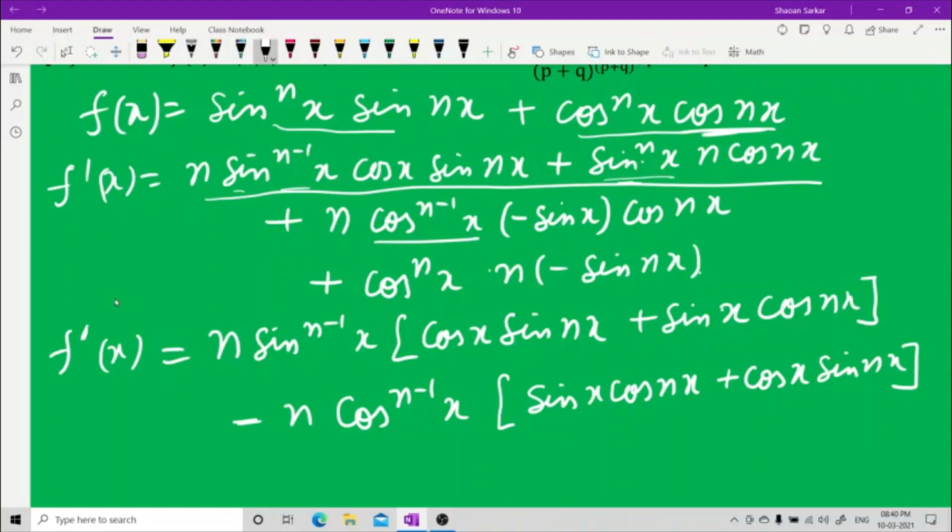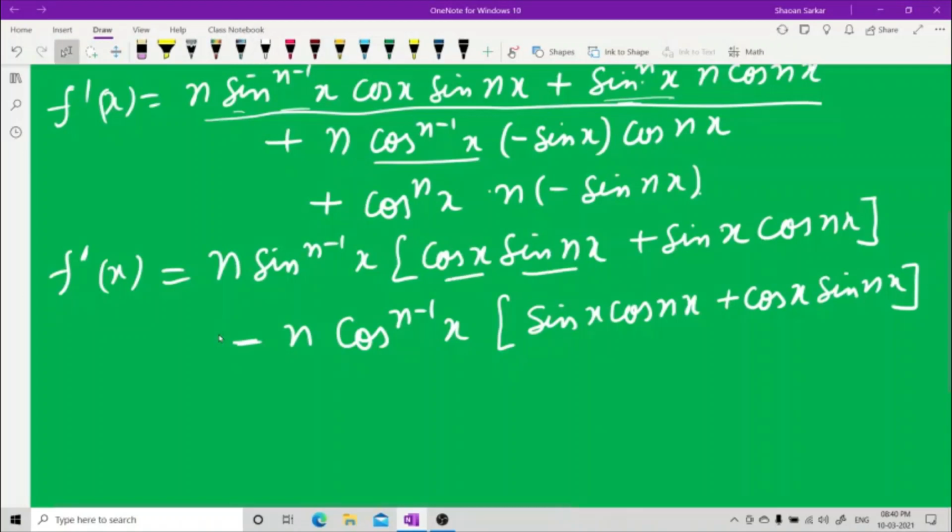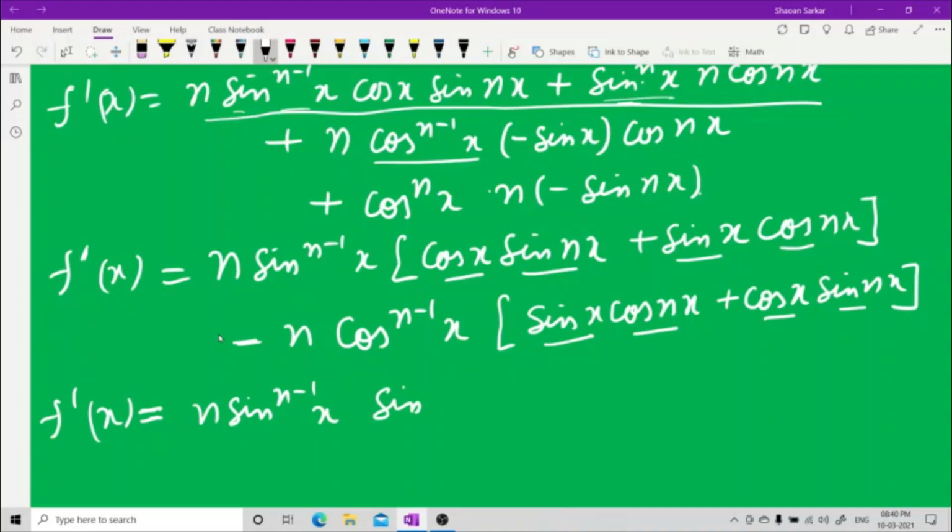Now this is nothing but cos A sin B, sin A cos B, cos A sin B... it is the sin(A plus B) formula. Now f dash x is n sin^(n minus 1) x times cos x, sin(x plus nx)... sorry, it is minus, not plus, it is minus n cos^(n minus 1) x, then this is sin(x plus nx).